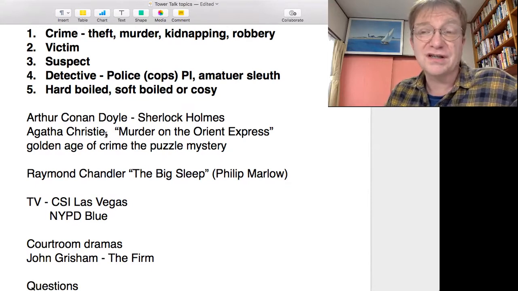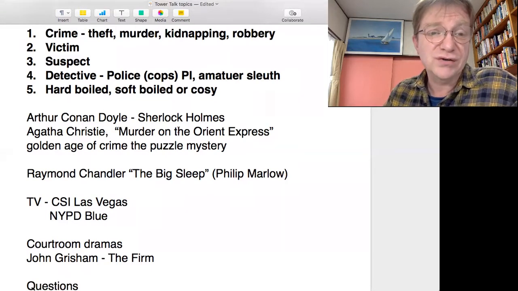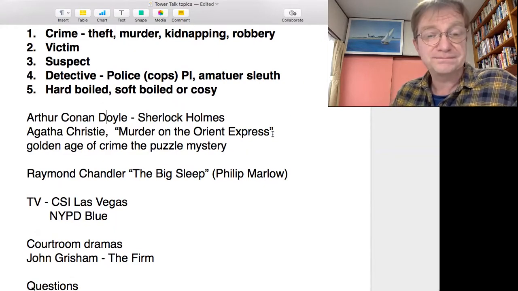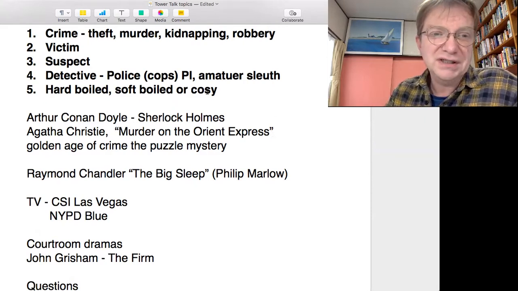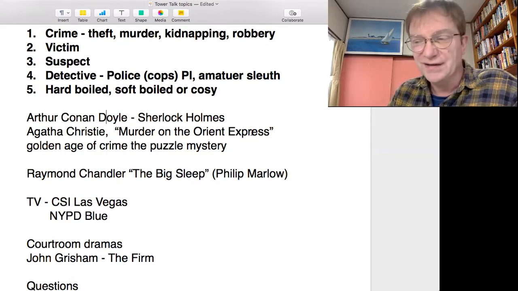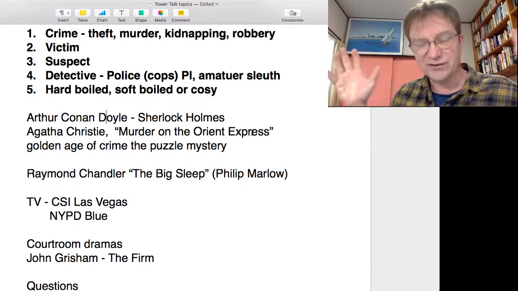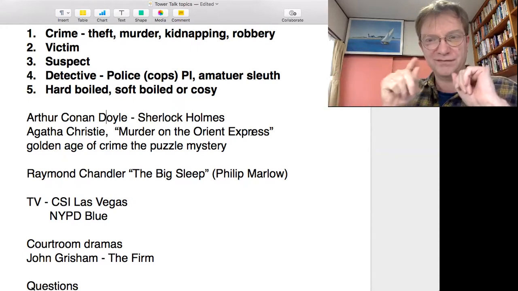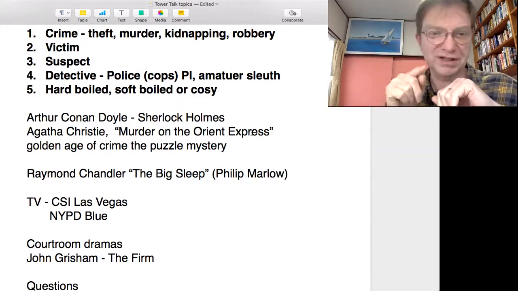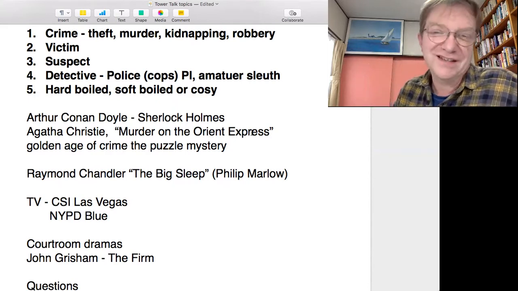Agatha Christie, she's another famous writer. She did Murder on the Orient Express. It's a book and movie, many movies. Yeah, I guess that's kind of cozy. In these kinds of mysteries, the detective collects all the people in one room and tries to work out who is the killer, who is the bad guy. It's not very realistic.